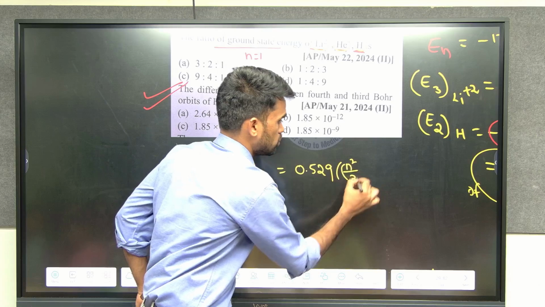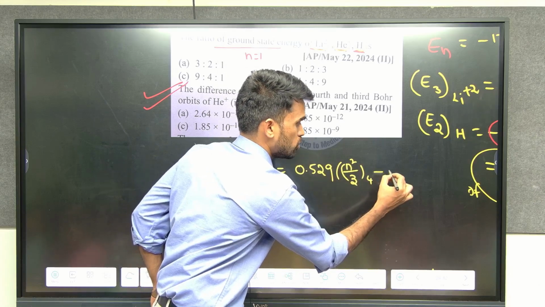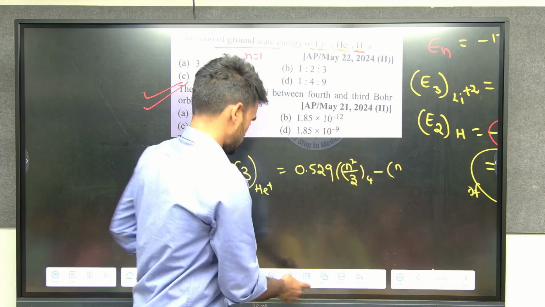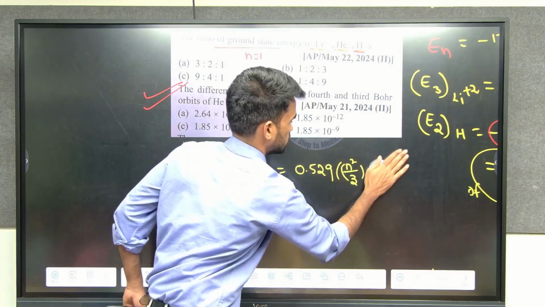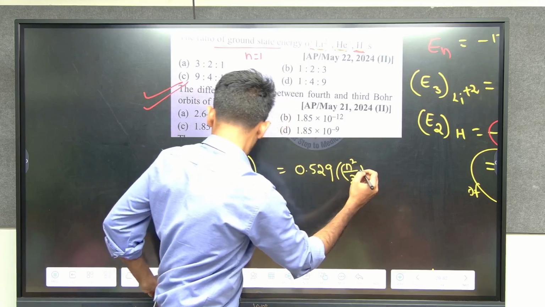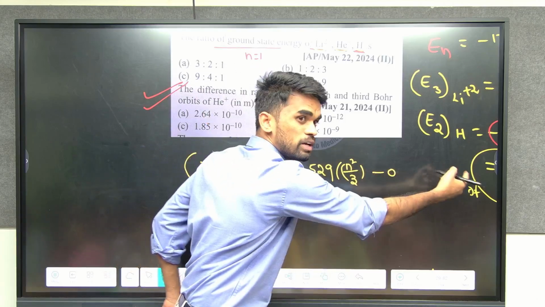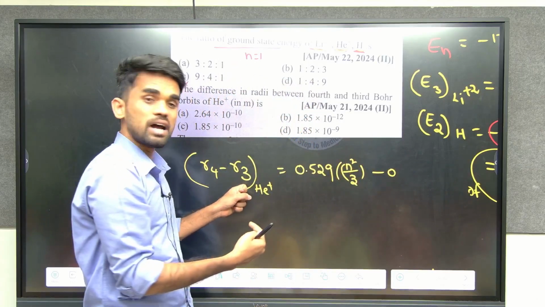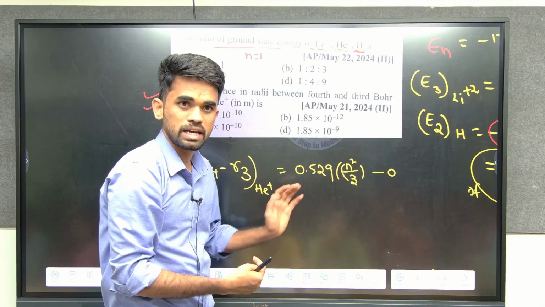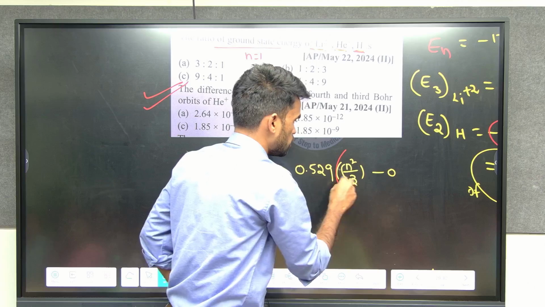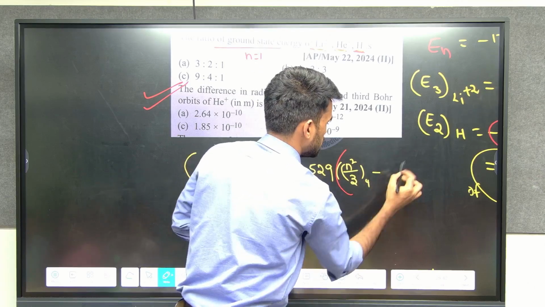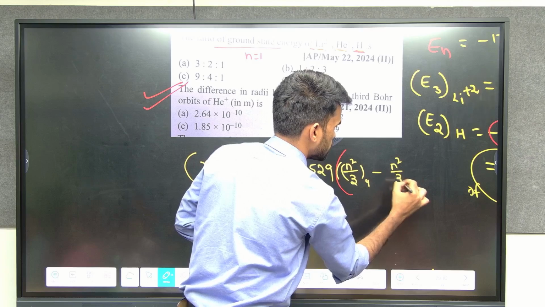So this can be now for the fourth one. And one more is what? 0.529. See, I took R4 like this. Next minus, again 0.529 n square by Z for R3 also we should write. Now 0.529 is the same for both, so I can take it as common. Okay, so 0.529 into n square by Z for the fourth one, and next here n square by Z for the third one.